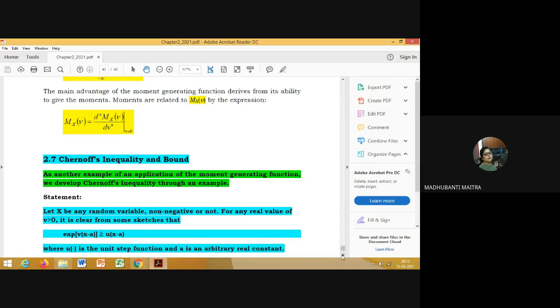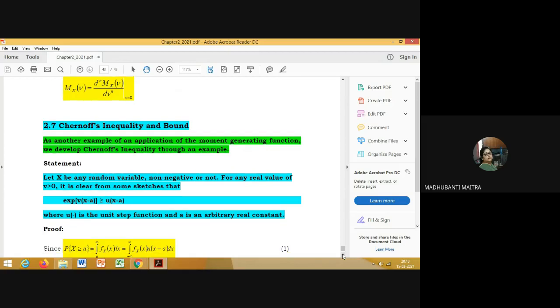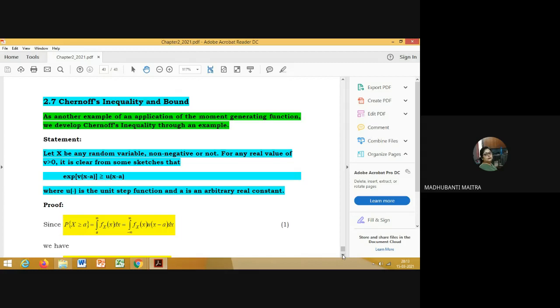So the statement is like this. There are different statements in different ways. Chernoff's bound can be explained when we consider a moment generating function, as well as we can express Chernoff's bound when we consider a number of independent random variables, right?